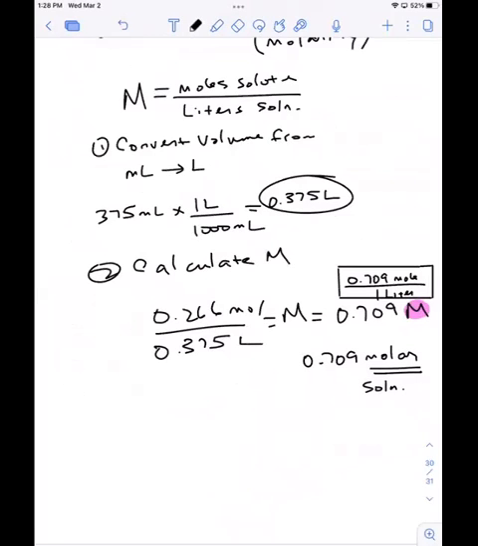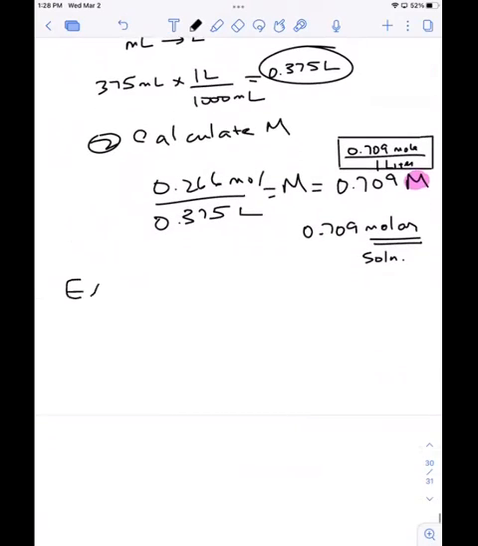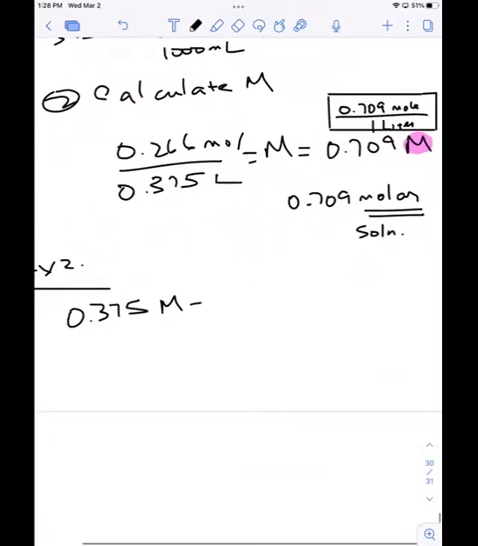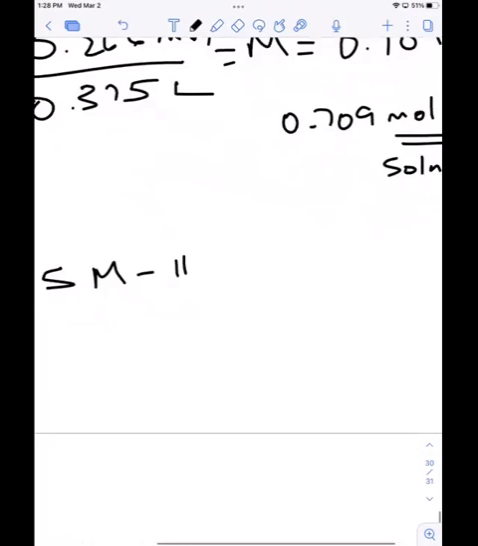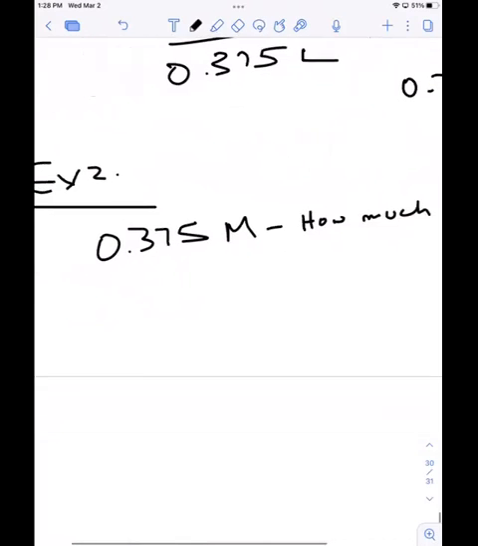All right, let's do a couple more examples. Let's jump to another example. But in this example, we're going to be given the molarity and the volume, and we need to figure out how many moles it is. So if we have a solution that is 0.375 molar, and the question is how much solute is dissolved in 10 milliliters.